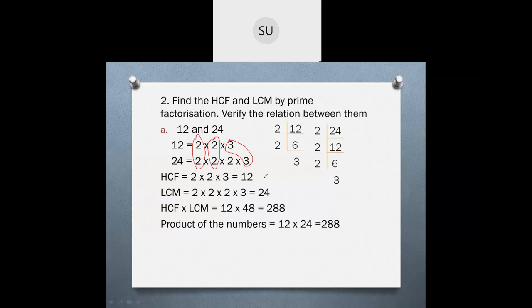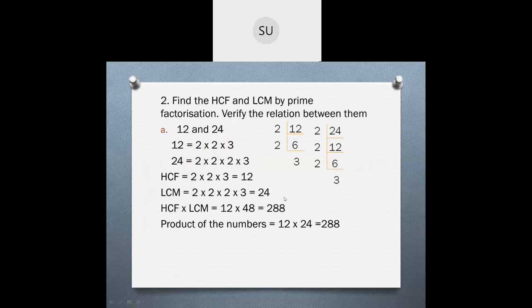Now to find the LCM, what will you do? You'll write the common factors, that is 2, 2 and 3, and the factors which are not common, that is this 2 over here. So 2 into 2 into 2 into 3. When you multiply, you'll get 24. So HCF is 12, LCM is 24.